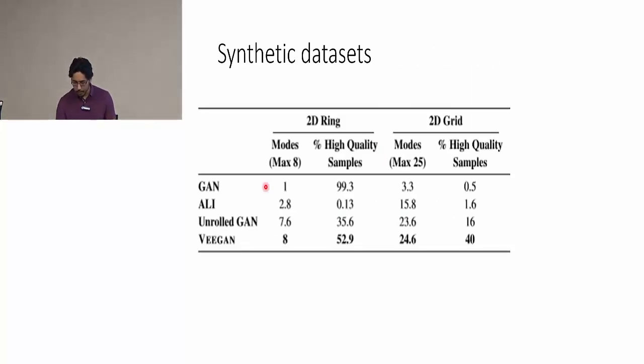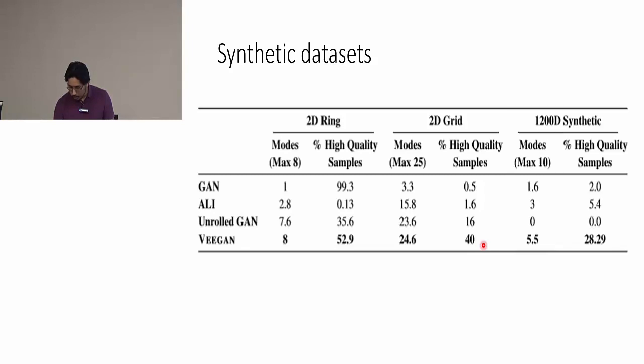So in addition to the ring, they also did a 2D grid. VEEGAN did decently well on that one, with significantly more high quality samples than the others. And then they did a 1,200 dimensional synthetic set, and it once again did significantly better than the others for the number of samples that it got and the number of modes it recognized.